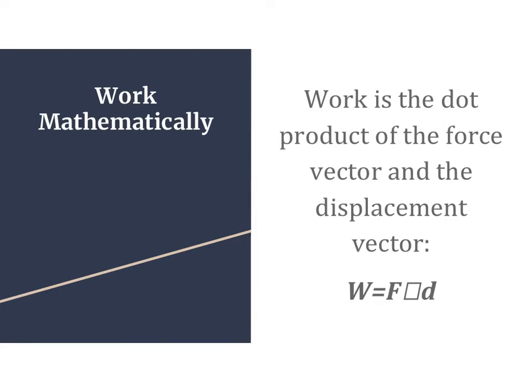Mathematically, we say that work is the dot product of the force vector and the displacement vector. So really, work is equal to F dot D. We recognize that both force and displacement are vectors. Work is a scalar value. It can be positive or negative. We can do positive work on a system, and we can do negative work on a system, but it is still ultimately a scalar value.